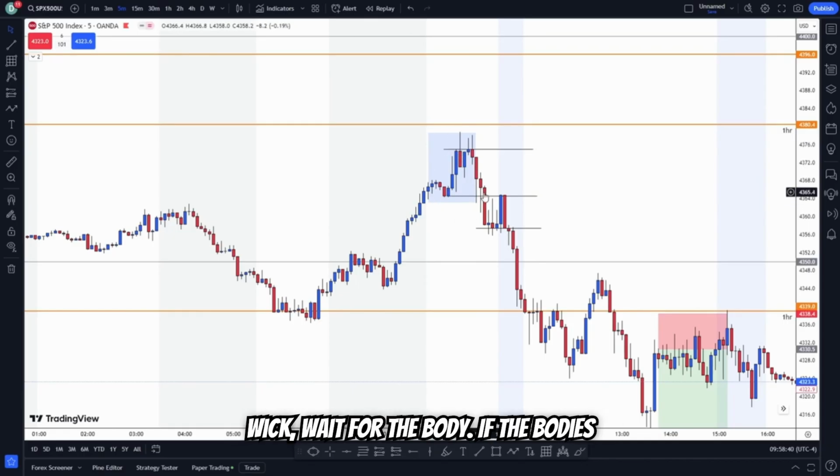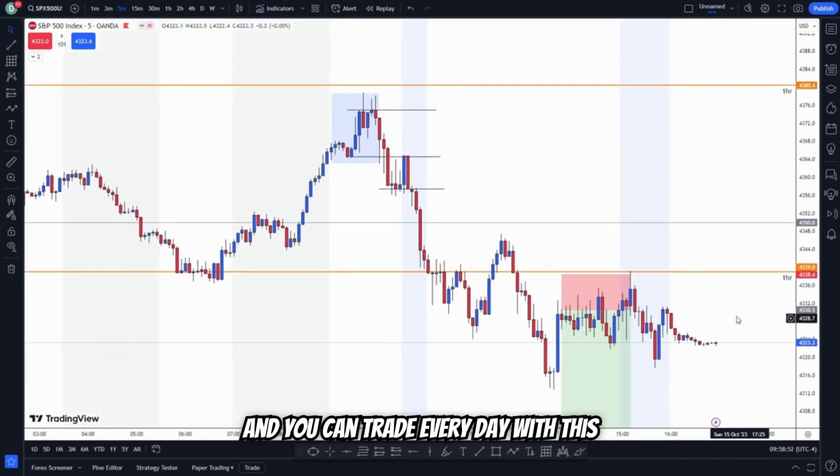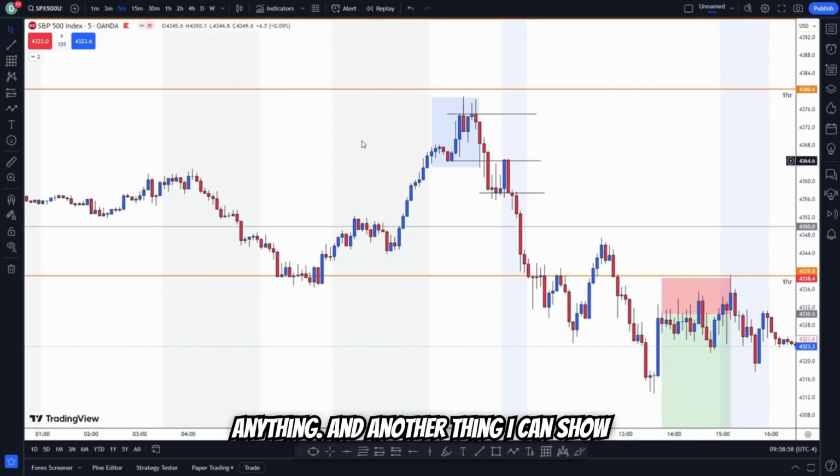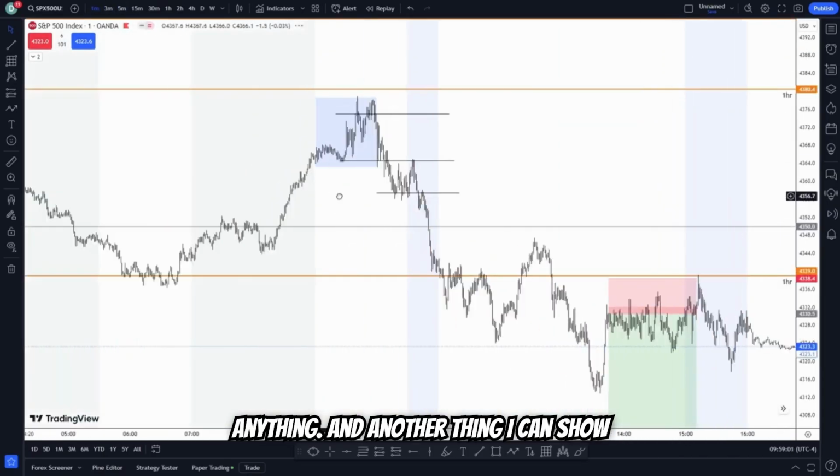Wait for the body. If the bodies close below this candle's body over here, you can take a sell over here. So this is how you have to read, and you can trade every day with this. No matter what the time frame, you can trade it on 1 minute also, and you can trade it on anything. And another thing I can show you.